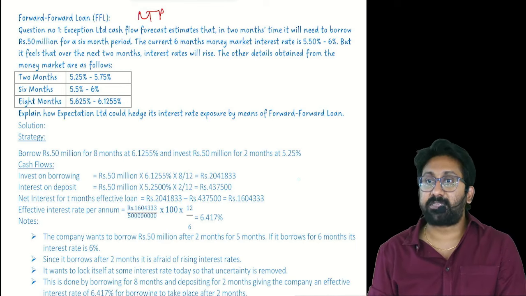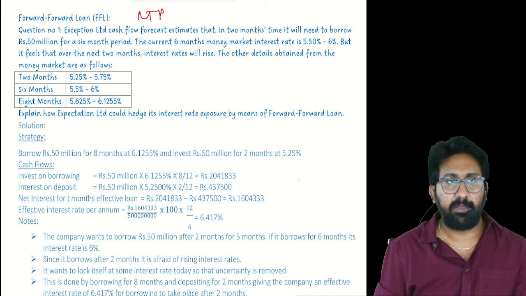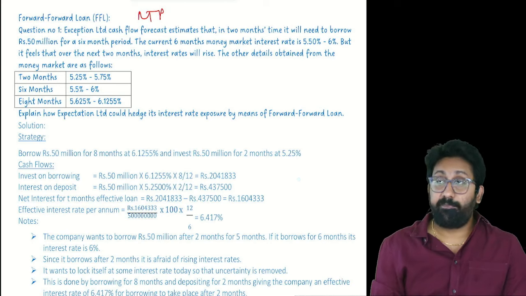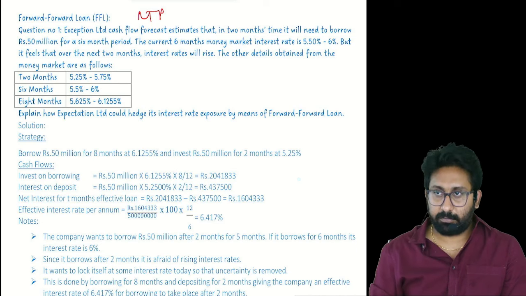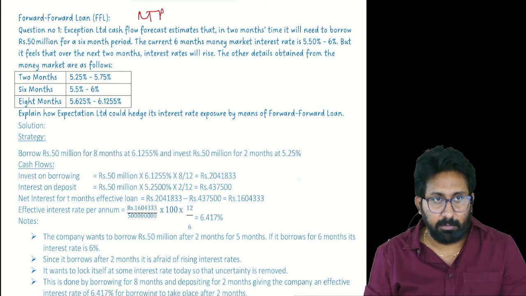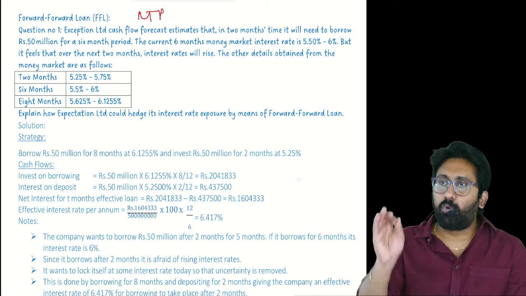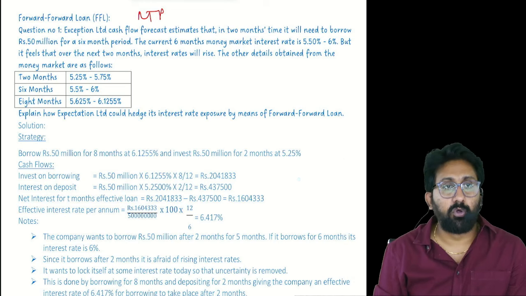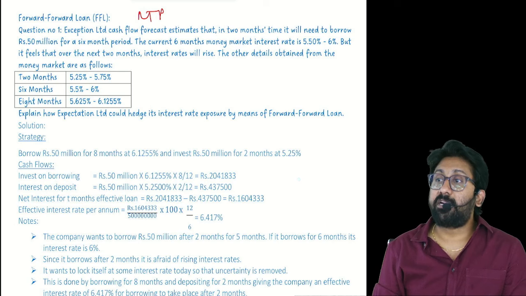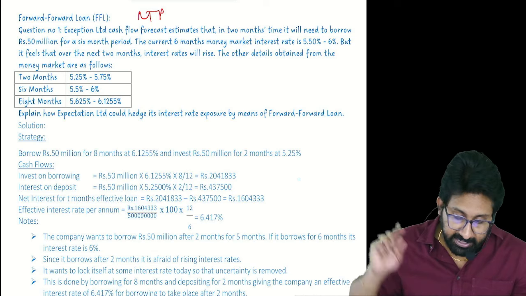swaps and interest rate risk management. Let's see how this story started. See the question. I wanted to borrow money, lend money. Borrow money today, after 2 months. After two months, interest rate I may not know.